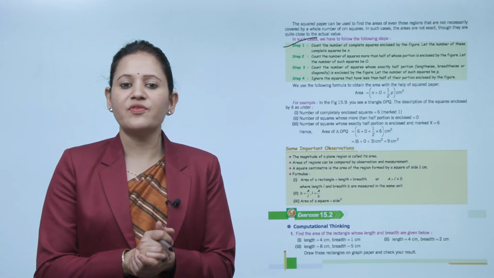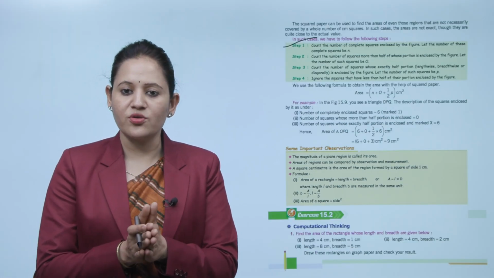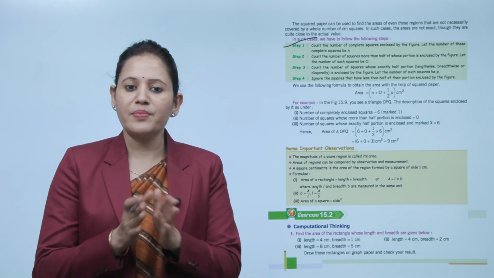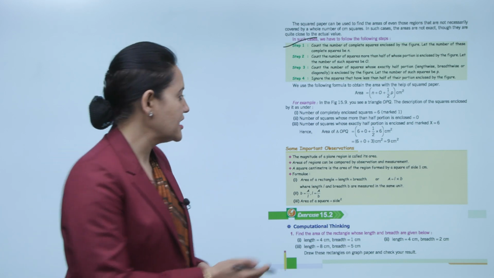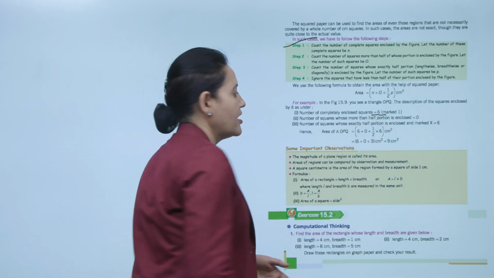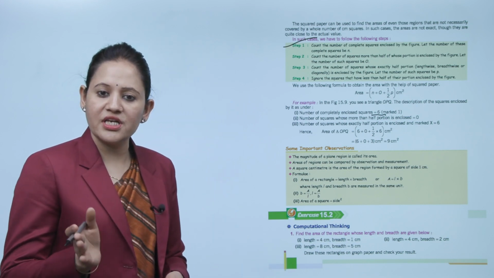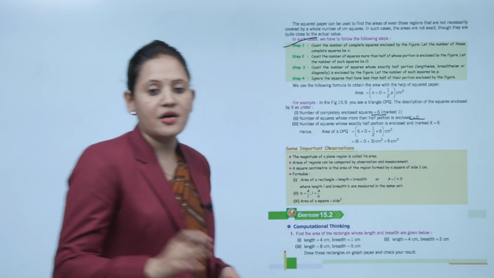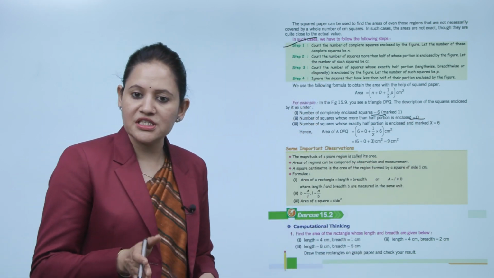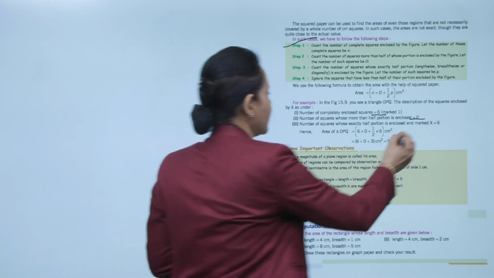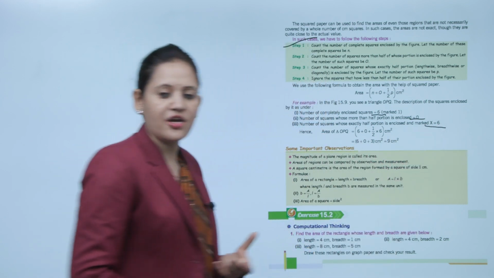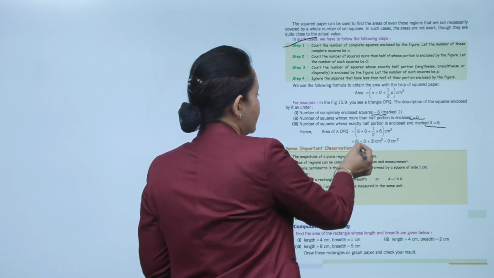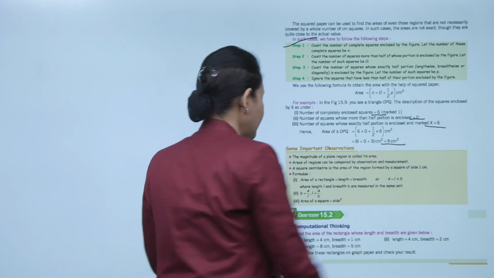For example, in figure 15.9, you see the triangle OPQ. The description of the squares enclosed in it is as under. The number of completely enclosed squares is 6. The number of squares whose more than half portion is enclosed is 0. The number of squares whose exactly half portion is enclosed, as marked, is 6. So, the area of triangle OPQ equals 6 plus 0 plus 1 by 2 of 6, that is 6 plus 3, which is 9 centimeter square.